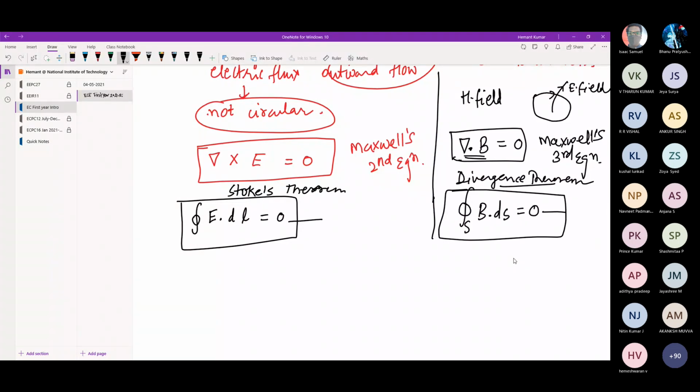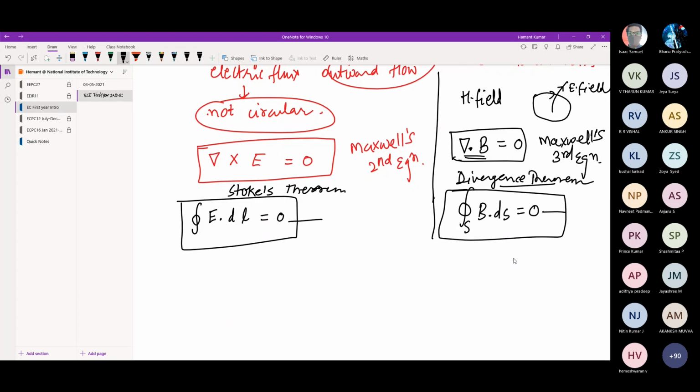With this we have completed the four Maxwell equations in the static case. Static case means here I have assumed the E field and H field are static, that is, they are not varying with respect to time. We'll continue from here in the next lecture, where the electric field and magnetic field are varying with respect to time.